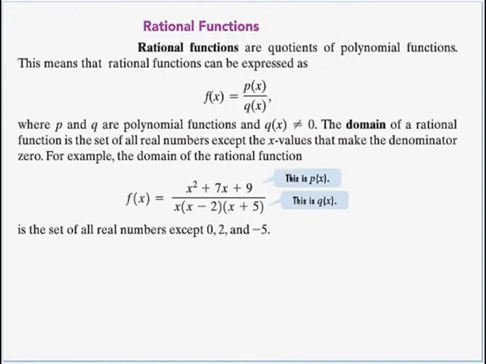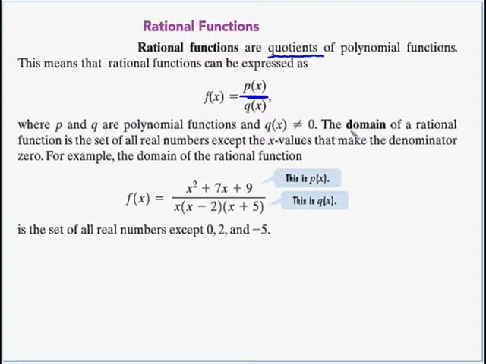Okay, let's get started. Rational functions are quotients of polynomial functions. Remember, a quotient's just a fraction. So we're going to put polynomial functions in the form of a fraction. This means that rational functions can be expressed as some function p of x is the numerator, some function q of x is the denominator. That's our rational function that we'll just call f of x.